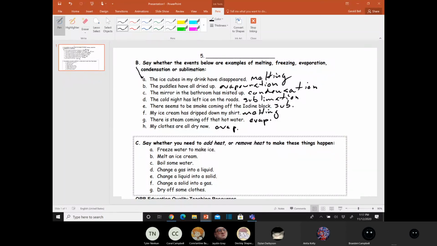I guess your changes of state. Hopefully you guys are good with that. C. So down here, we're either adding or removing heat. So remember, adding heat will go from a solid to a liquid to a gas. And removing heat will take us from a gas to a liquid to a solid. So let's see, water freezes to make ice. We have removed heat. So you can write remove in here, I guess. So that would be for A. To go from water to ice, you're taking away heat.